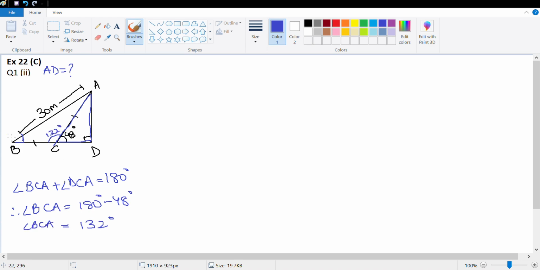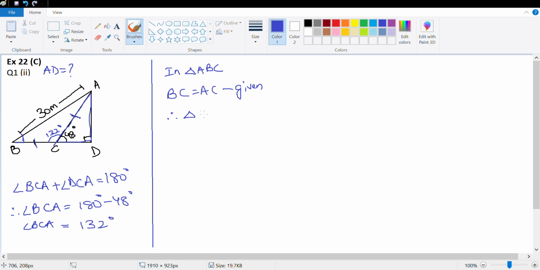Now I notice that in triangle BCA, AC and BC are given equal, which means it's an isosceles triangle. So let's just write that down. In triangle ABC, BC is equal to AC. This is given. Therefore, triangle ABC is isosceles, which means angle CBA is equal to angle CAB is equal to (180 degree minus 132 degree) upon 2, right? So if this is x, this will be divided by 2.